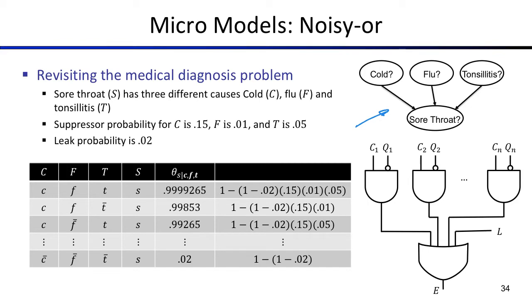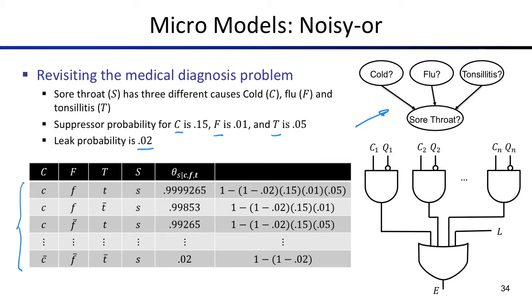CPT. And in this case, we have to specify what's going to be the leak probability. Let's suppose that we stipulate it's going to be 0.02, and also the suppressor probabilities for the variables C, that's cold, F, that's flu, and T, that is tonsillitis. And in this case it is 0.15, 0.1, and 0.05. So what's going to happen here is that for each entry that we have here in the conditional probability table, I can compute one probability. And we're going to use the equation that I showed to you in the previous slide.